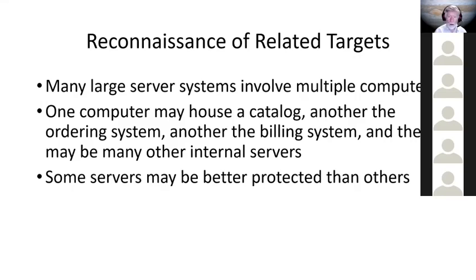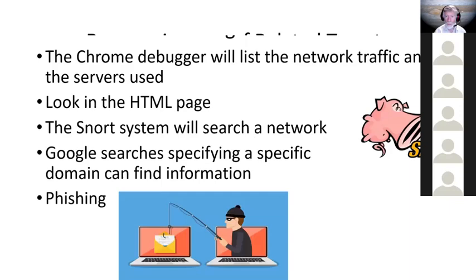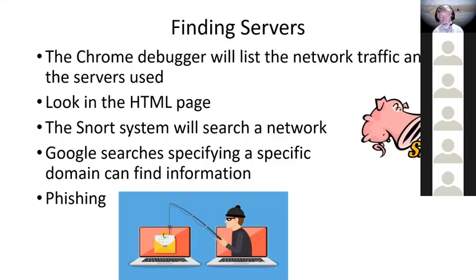So part of reconnaissance is going out looking for them. How do you find them? The Chrome debugger is one way to do it. We'll look at that in just a minute. Another easy way is to look in the HTML page, read the HTML. You get the web page, you can look at it in the browser. You can just save the HTML page and go through it with your favorite editor and see what they're doing. You look for all of the links they go to and find out where they are going to get things.